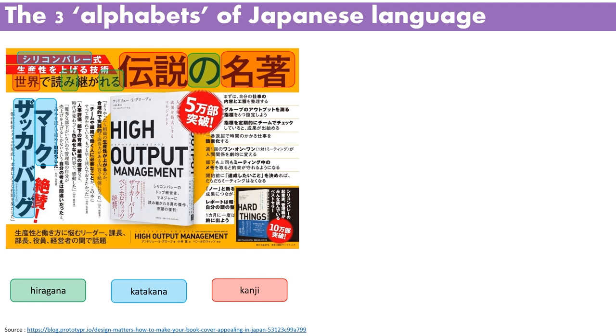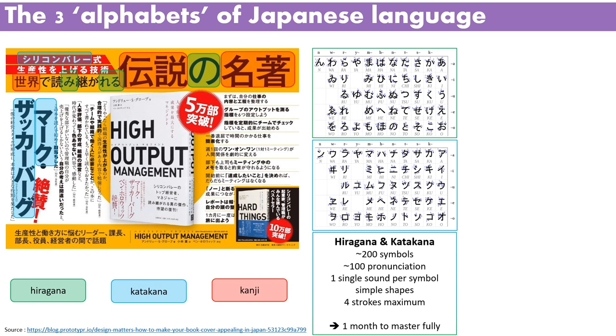Hiragana and katakana are somehow very similar. It's around 200 symbols, 100 pronunciations. Each symbol has only one single pronunciation. Simple shapes, 4 strokes maximum. And both alphabets can be learned in 1 month if you are dedicated to it.